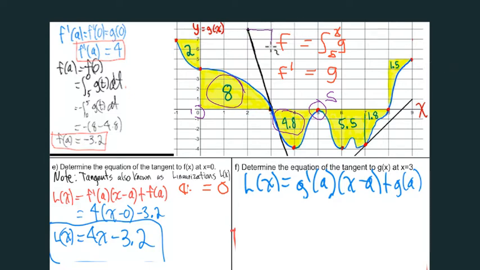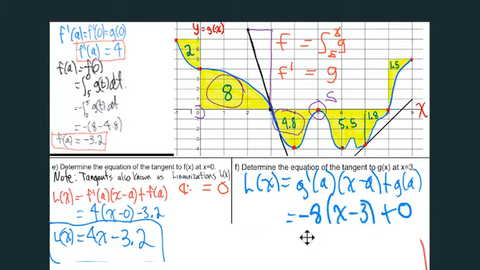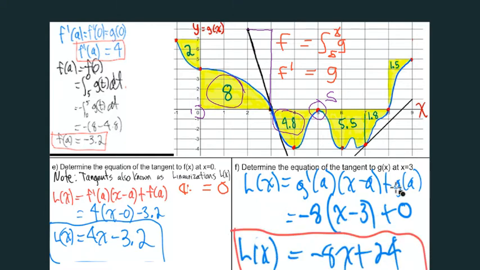And if I look at that tangent, it has a slope of negative 8 over 1. So when I do that, I know that g prime at a is negative 8. And I know that the a value is 3. And g at a is, what's g at a? Well, what's the y value right there? It's 0. Okay, so negative 8, x minus 3 plus 0, expand through the brackets. Negative 8x plus 24 is our equation of the tangent there.